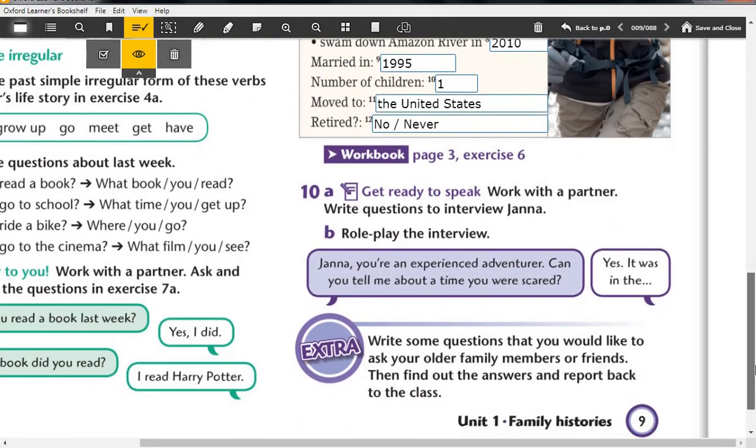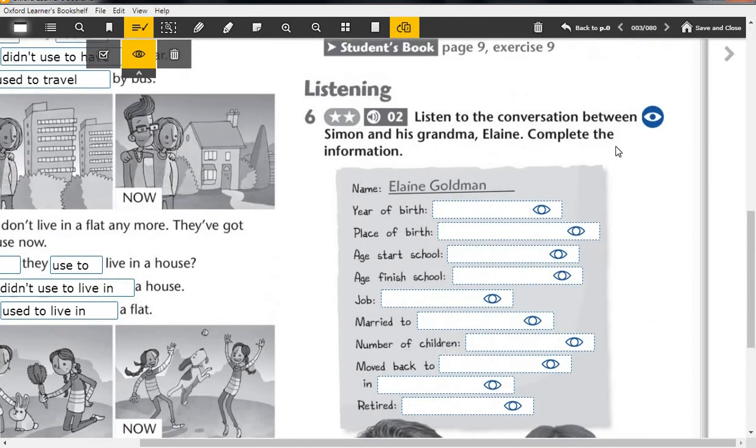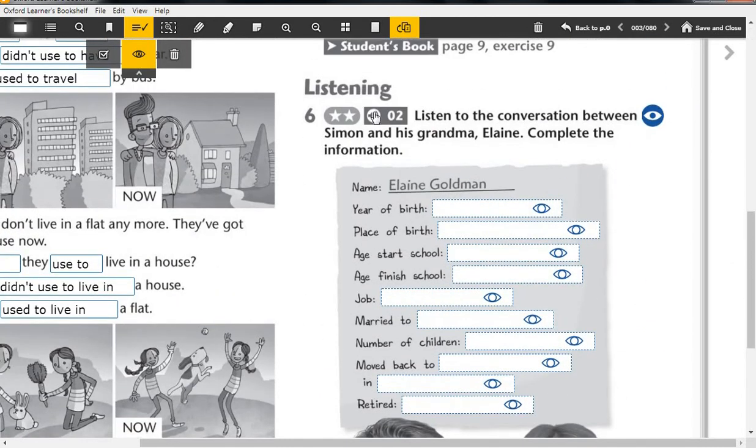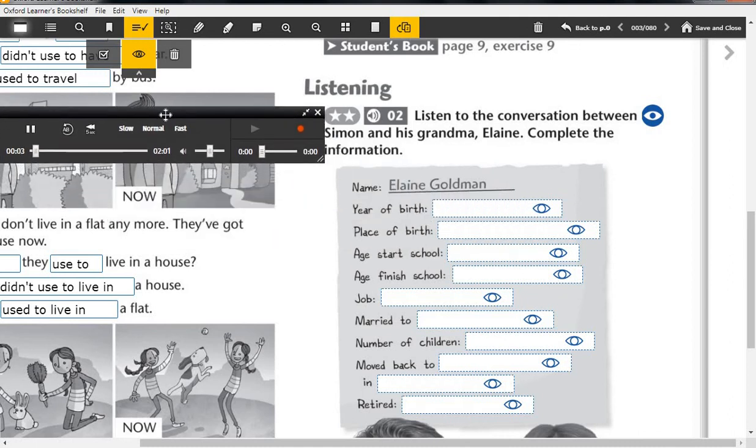So get ready to speak, work with a partner, write questions and interviews about it. We did this role play during the lesson. For extra, we wrote some questions that you would like to do, and we did it at the school. So let's go to the workbook again. For the listening part, let's listen to Track 2, complete the blanks on page 3, exercise 6.